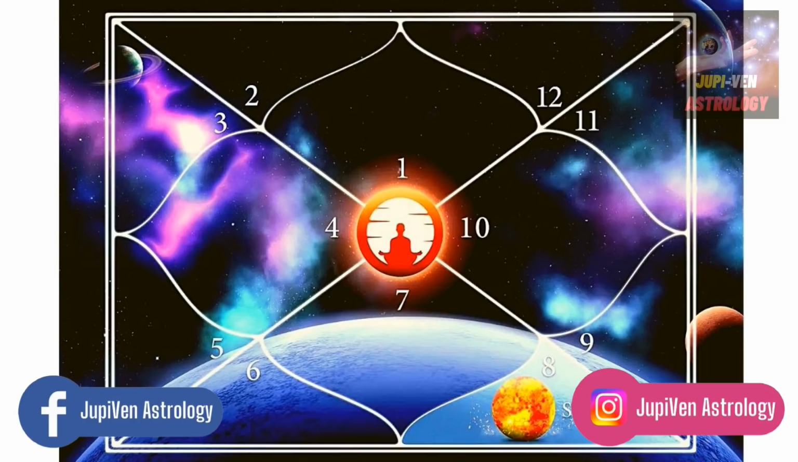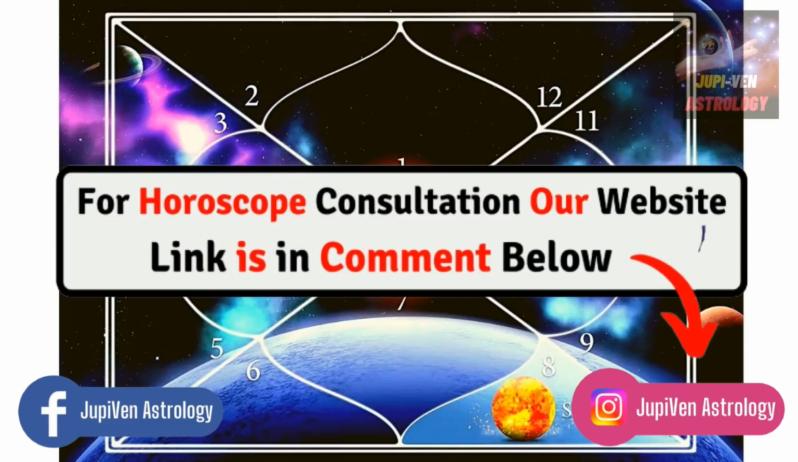So the native can get fame and reputation with this placement. The native will be satisfied and respected when sun is placed in the 8th house. So these things can also be seen. The native of sun in the 8th house has a magnetic aura.